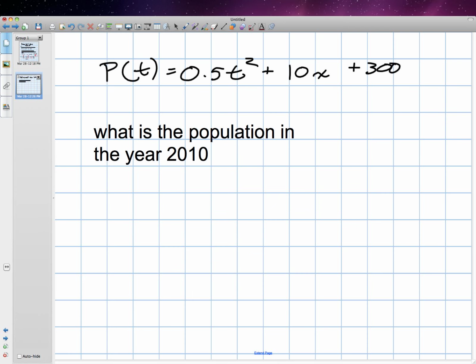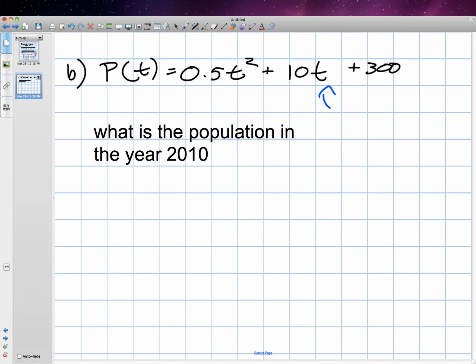So the next question, B of this, asks us, what will the population be in the year 2010? So in order to figure this out, we need to discover what we're going to plug in. Oh, I did make a small mistake. This should be a T. What we need to plug in for our variable T. Does anyone know what number I'd plug in for T?